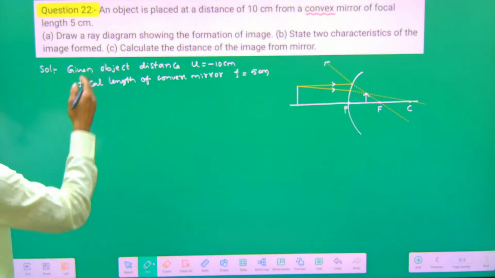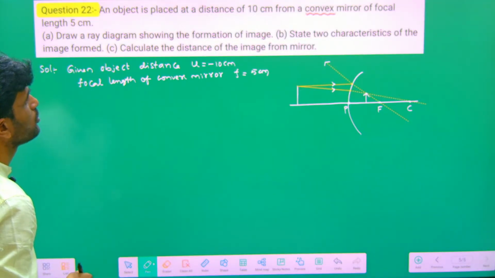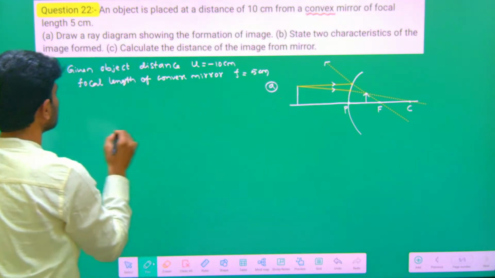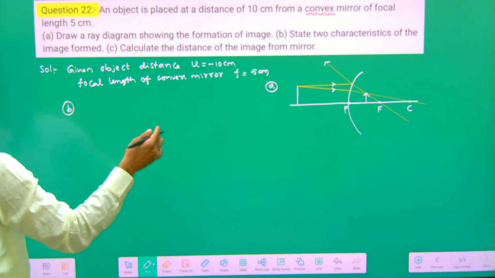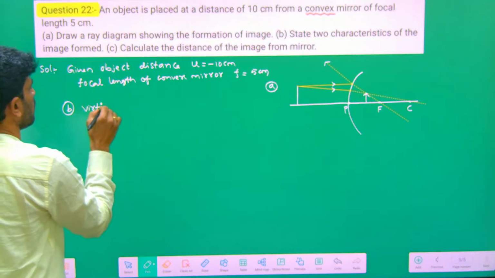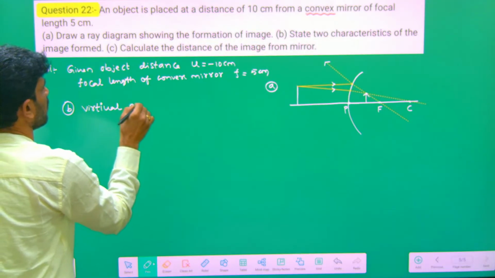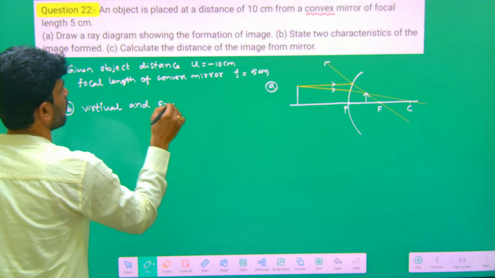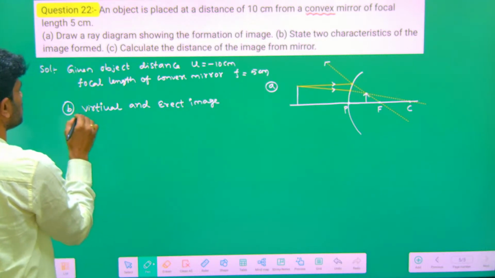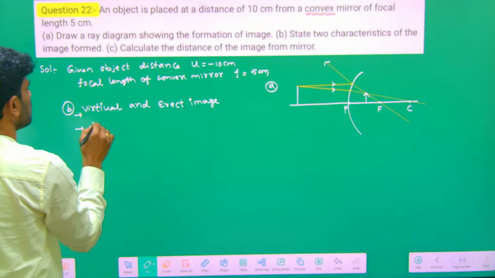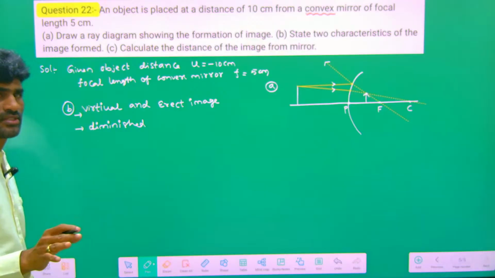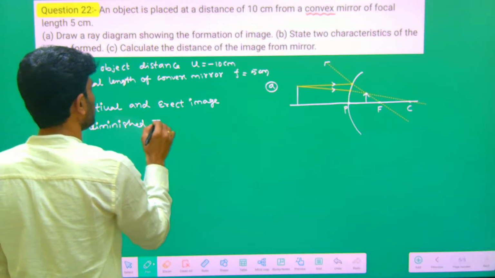Now let us see the next problem. B. State two characteristics of the image formed. This is A now. What are the characteristics of the image? Because it is forming on the right side, it is virtual and direct. Virtual and direct image. And one more, it is a diminished image. Virtual, direct and diminished image. Only two.